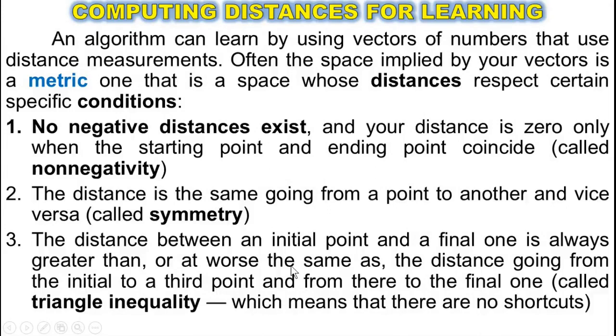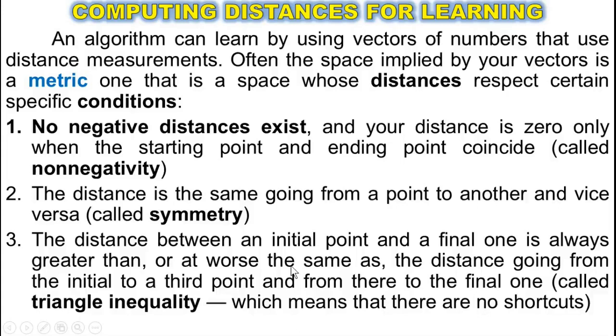Computing distances for learning. An algorithm can learn by using vectors of numbers that use distance measurements. Hopefully the space implied by your vectors is a metric one, that is, a space whose distances respect certain specific conditions. Number 1. No negative distances exist, and your distance is 0 only when the starting point and ending point coincide. It is called the non-negativity.